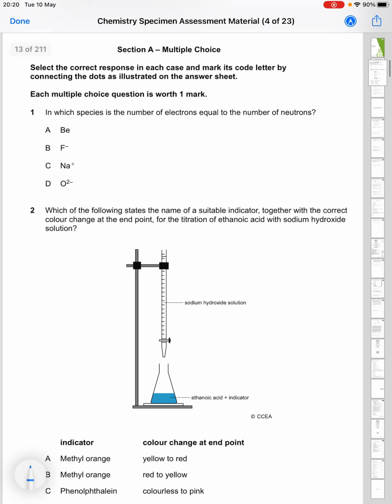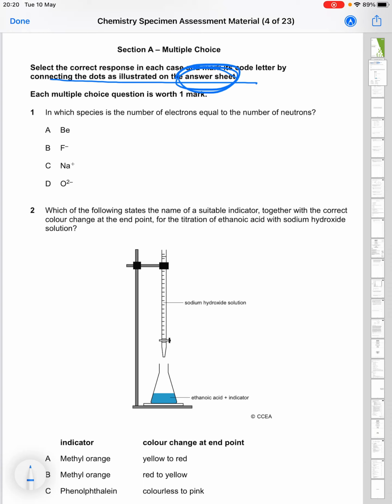So it starts as always with the multiple choice questions. Each one is worth 1 mark, and it's really important that you make sure you connect the dots as you're shown on the answer sheet. Doesn't matter what you write here beside the questions, it's the answer on the answer sheet that actually counts, so make sure that you're putting it in the right place and joining the dots in the right way.